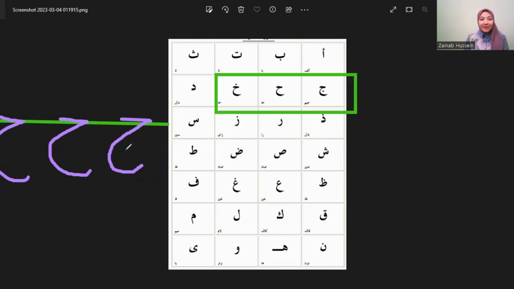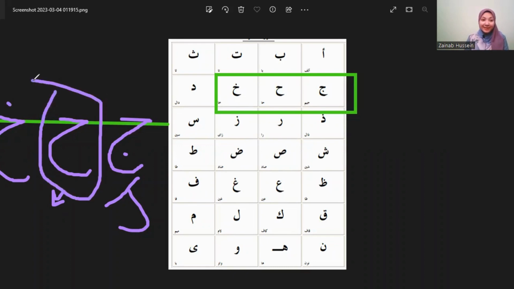The dot. The first one is jim. The second one is ha. Okay, I know something like ha is a little bit difficult, but you have to practice this. Ha, from the throat. And the last one is kha. Now, ha refused to get a dot. Kha took the dot and put it on its head.